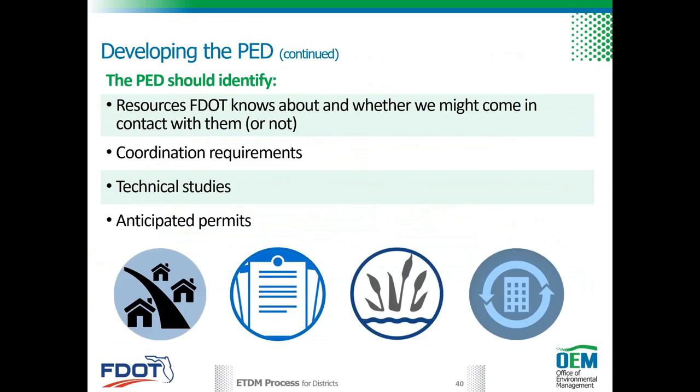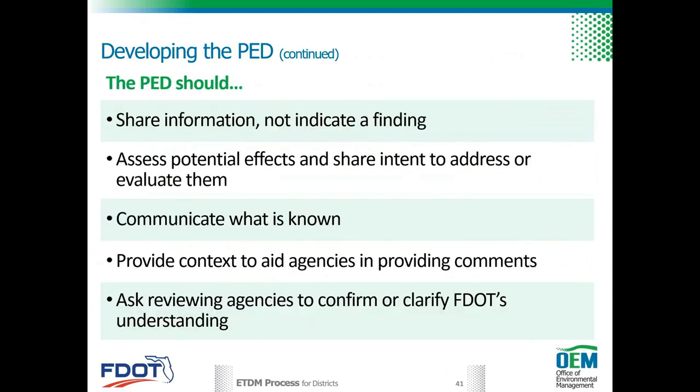The PED should identify resources we know about or whether we might come in contact with them. Coordination requirements, technical studies, anticipated permits. This information helps the ETAT understand what we already know so that they can provide value-add comments focusing on what we don't know. They should share information, not indicate a finding, assess potential environmental effects, and share FDOT's intent to address or evaluate them as the project advances.